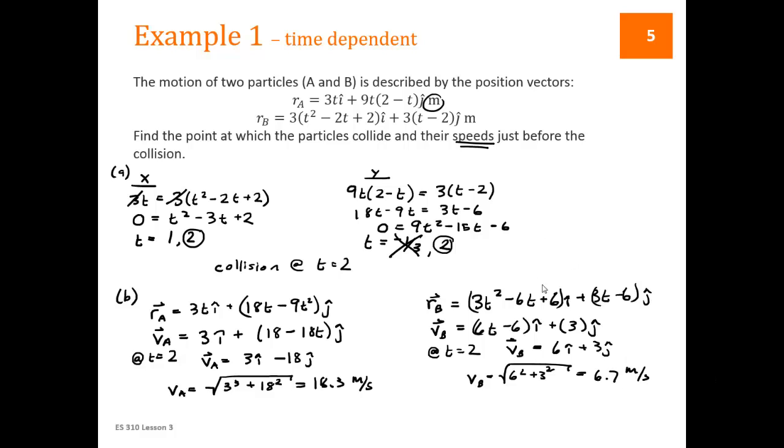So we found the time that the collision occurred and the velocities of the two right before that collision. We could also find the accelerations just by taking another time derivative.